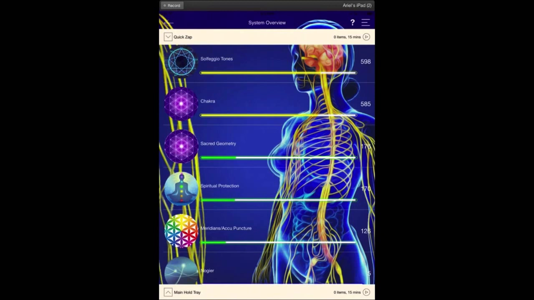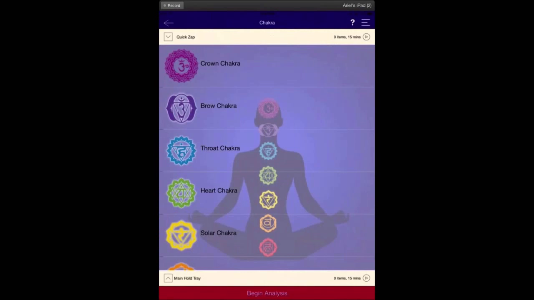So go ahead, record your voice, take your picture, get inside the program, and do the system overview. No matter what the score is for chakras, look for chakras under biofield, and then choose the chakra panel as I just did by tapping on it. Now we're in the chakra category.